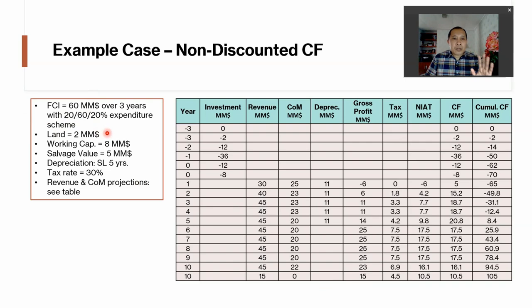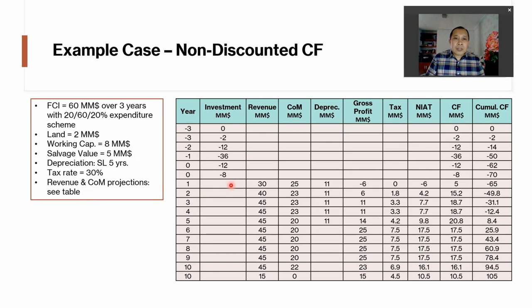And of course, before we can construct the plant, we have to buy the land for $2 million. And then at the end of the construction period, we also have to spend $8 million for working capital. And at the end of the project life, we hope that we can sell the plant at its salvage value of $5 million. For the depreciation, we use the straight line method in a 5 years depreciation period. Okay, and the tax rate is 30%. And revenue and cost of manufacture projections is available in the table.